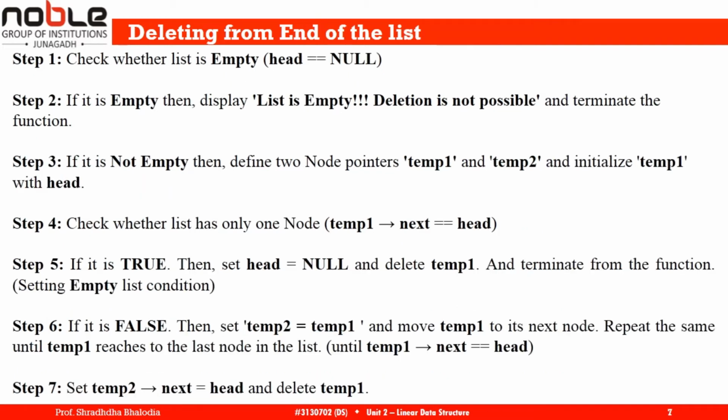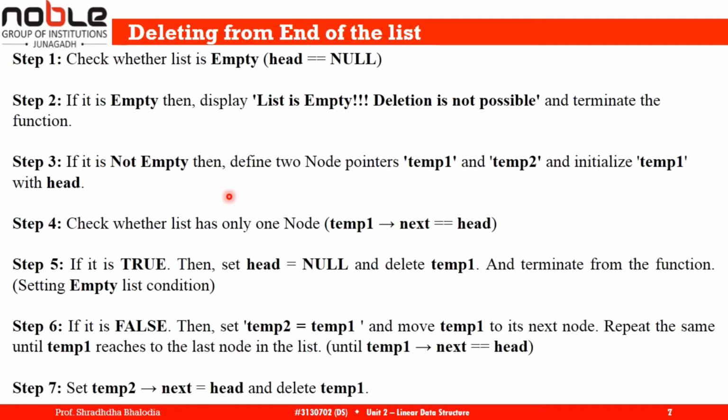Move forward to deleting from the end of the list. We already saw that for the deletion algorithm, the first two steps or first condition is common, which is check whether the list is empty. It means if the list is empty, then deletion is not possible. So check whether the list is empty by using the condition head is equal to null. If it is empty, then display list is empty, deletion is not possible, and terminate the function.